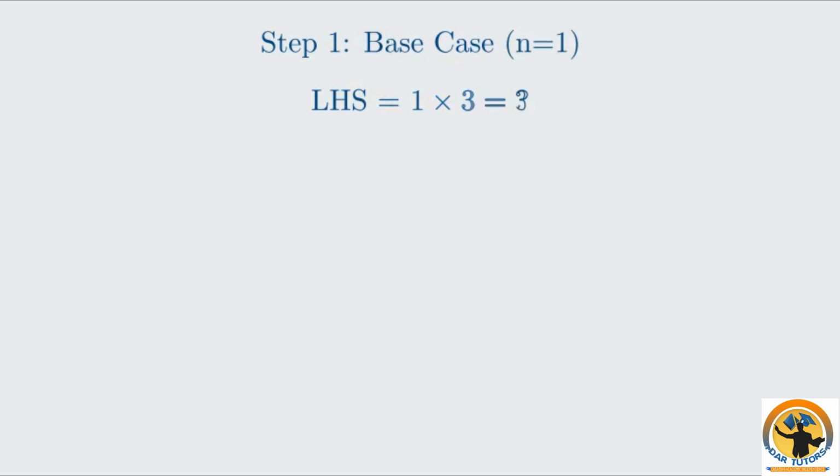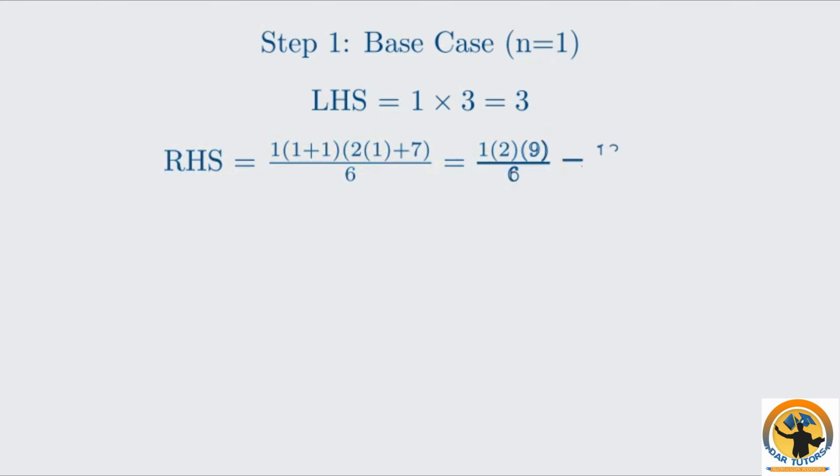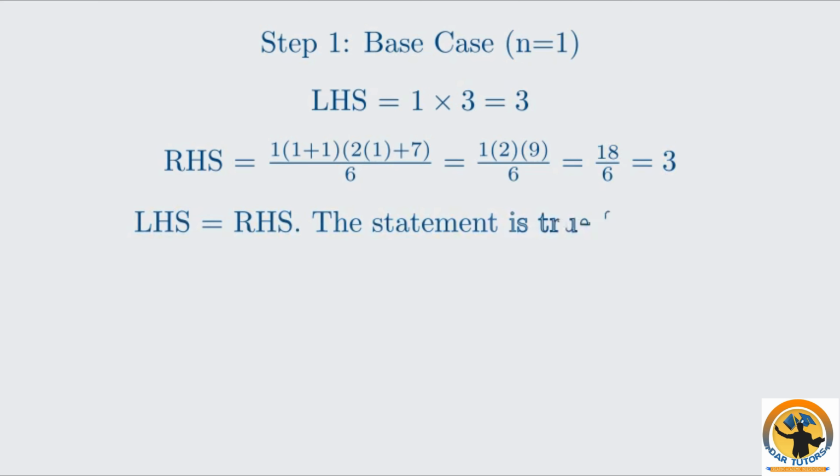We must show that the proposition is true for n equals 1. For n equals 1, the left-hand side of our equation is just the first term of the series, which is 1 times 3, or 3. Now, let's evaluate the right-hand side for n equals 1. We substitute 1 into the formula: 1 times (1 plus 1) times (2 times 1 plus 7), all divided by 6. This simplifies to 1 times 2 times 9, which is 18, divided by 6, which is 3. Since the left-hand side equals the right-hand side, the statement is true for n equals 1. Our base case is established.